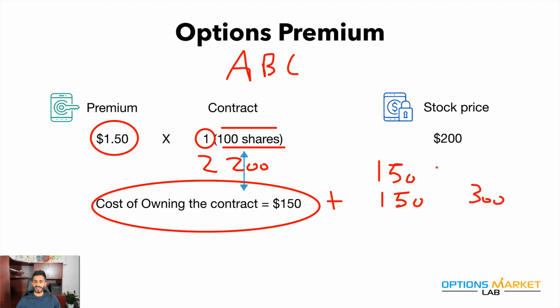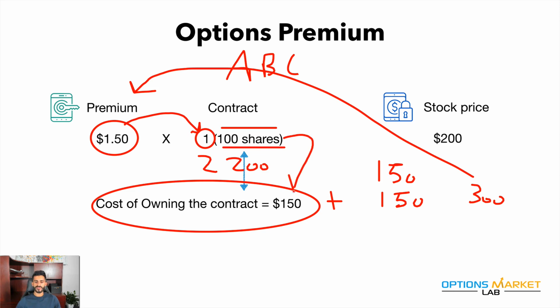A lot of people get this wrong because they think, oh, the premium is $1.50, that means I only have to pay $1.50. No, $1.50 is for one contract. Remember, one contract has 100 shares. So $1.50 multiplied by 100 gives you $150 per contract. That's what you have to pay, right?